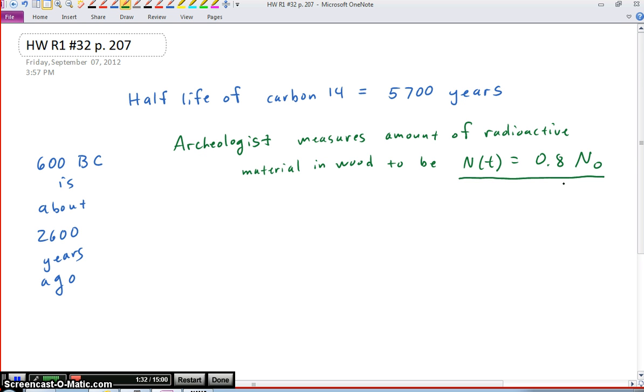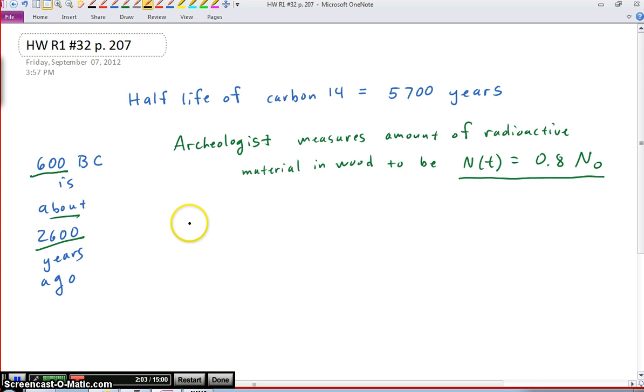Okay, so basically what we need to do is to find out how old this piece of wood would be. And if the age of the wood is around 2,600 years ago, then it could have come from that garden. If not, then it didn't. And I'm just saying that 600 BC is about 2,600 years ago. So let me just talk about the basic idea of half-life.